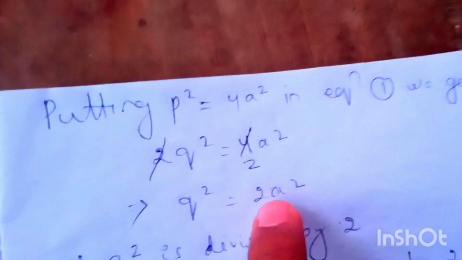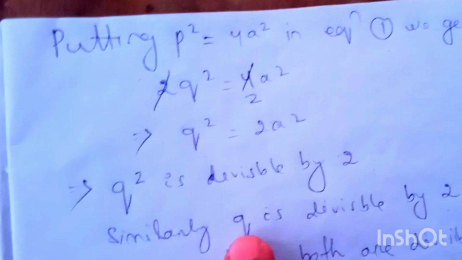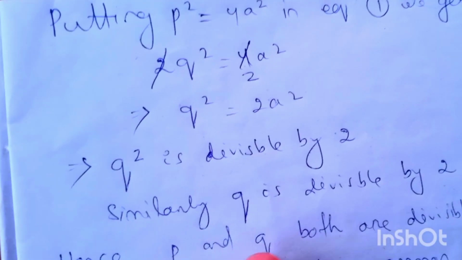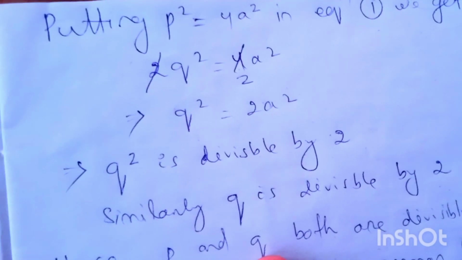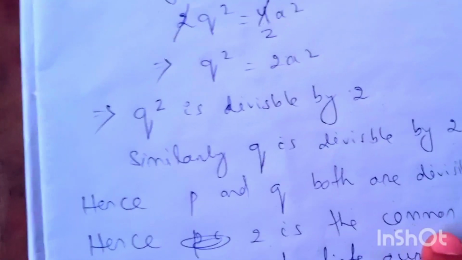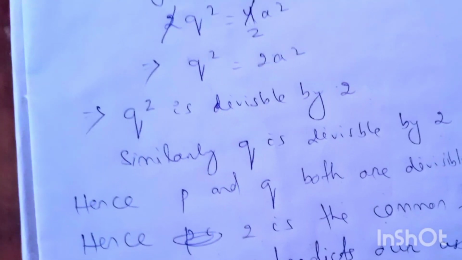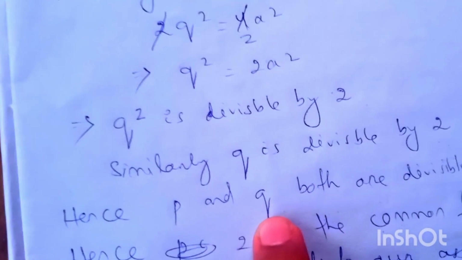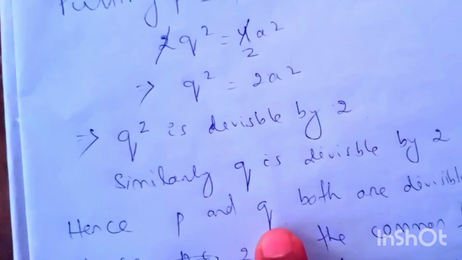Similarly, q square is divisible by 2 like before, and also q is divisible by 2. Hence we get that p is divisible by 2 and q is divisible by 2. Then p and q both are divisible by 2. Hence 2 is the common factor. But before we said that p and q are co-prime, that means p and q have no common factor.